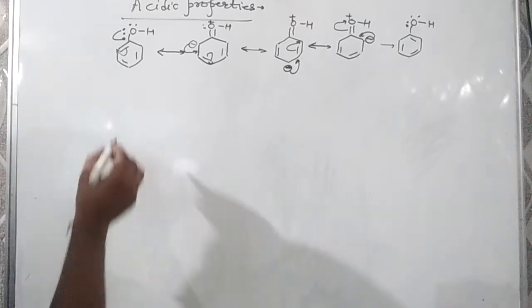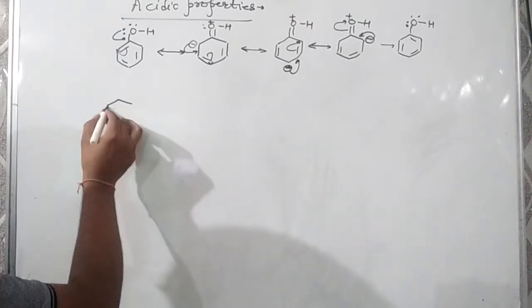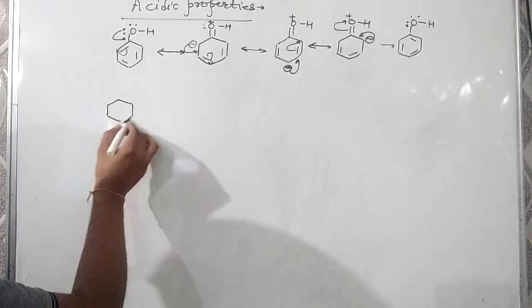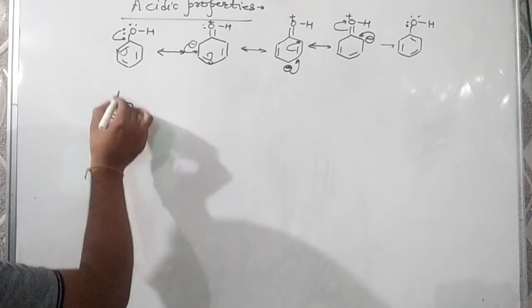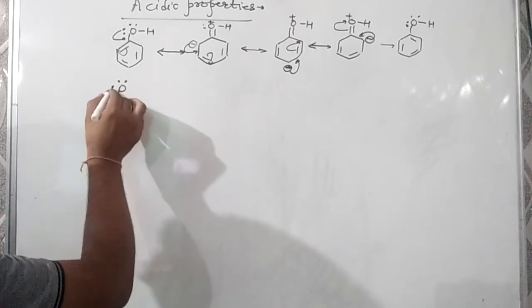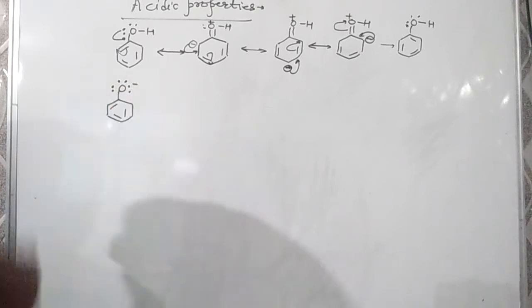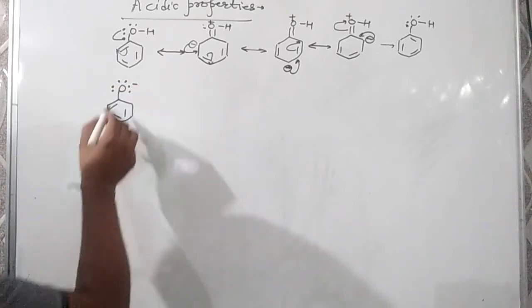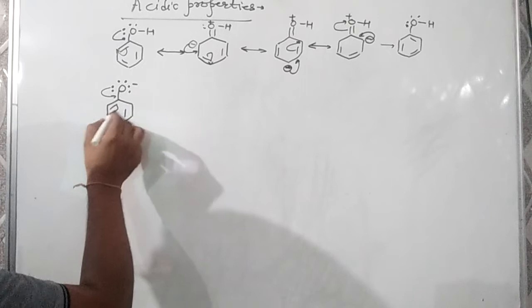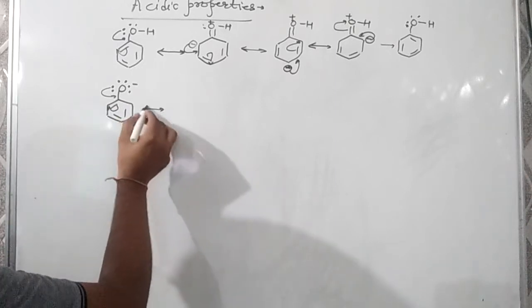But for phenoxide ion, similarly 5 possible structures are there. In case of phenoxide ion, oxygen is having negative charge. This bond shifts there and this bond goes there.